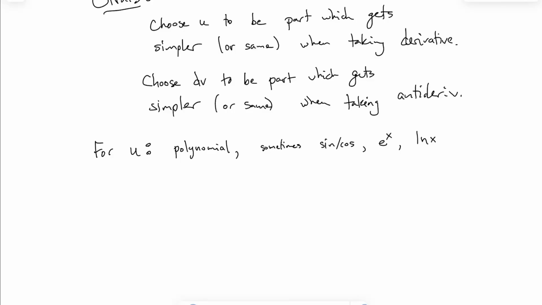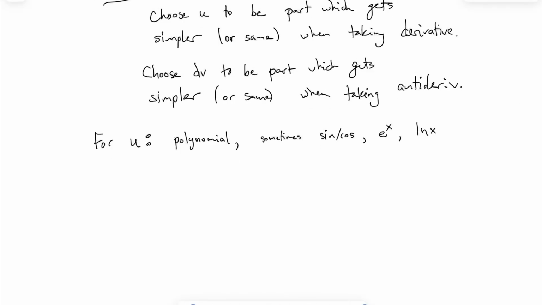And then for the dv's, this is a little less clear cut. I mean, there aren't a lot of functions which actually get simpler when you take the antiderivative, but sine and cosine and e to the x are generally good choices for this because they don't get more complicated, right? They just kind of stay like they are.